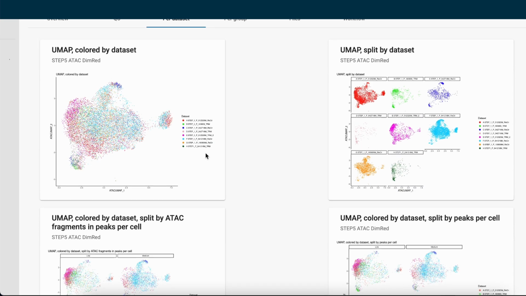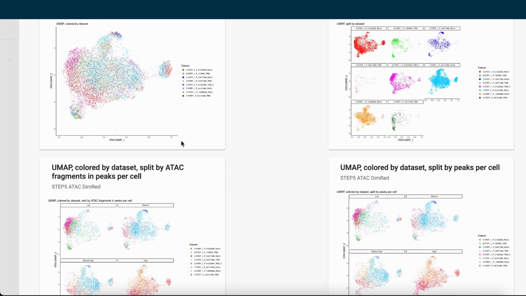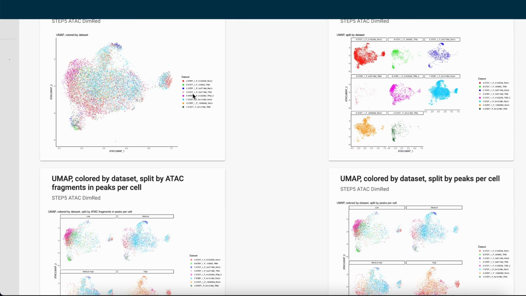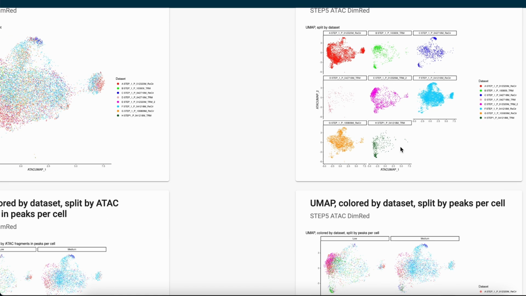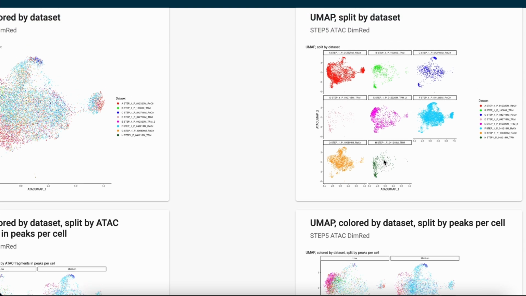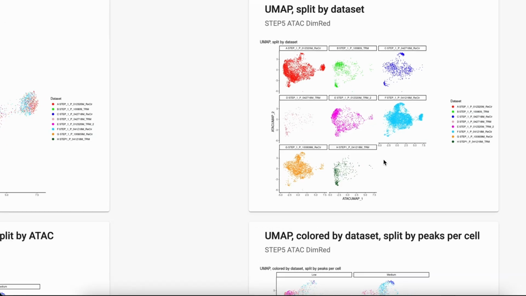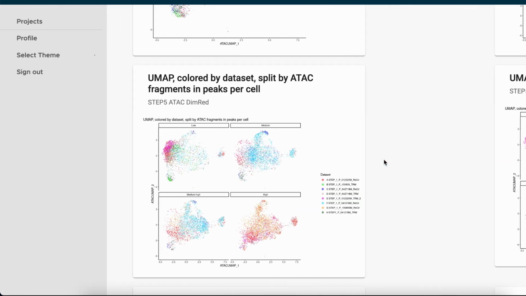Then we switch to the next tab, per dataset. There you could see all the ATAC metrics split by each sample. You could see our datasets and the clusters that were produced by this pipeline. We don't know yet what these clusters mean. It will be in our next videos.